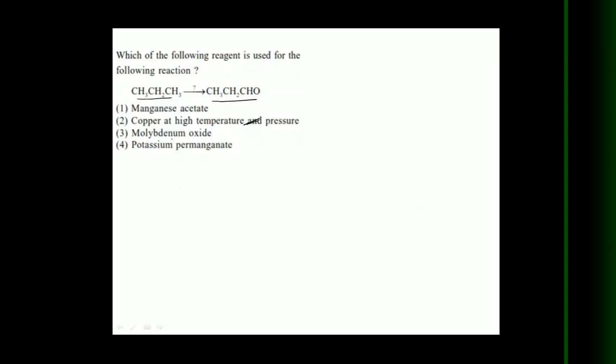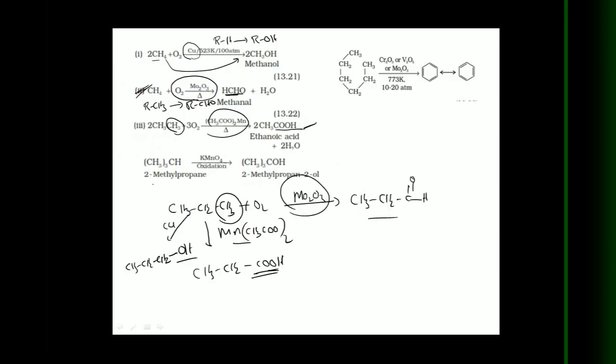So the answer is molybdenum oxide actually. Now what about potassium permanganate? With potassium permanganate, in isobutane only the tertiary hydrogens are oxidized. That means the tertiary hydrogen is converted to OH. This example is also given in the NCERT textbook. In 2-methylpropane, there is this hydrogen, and this hydrogen is converted to OH group.